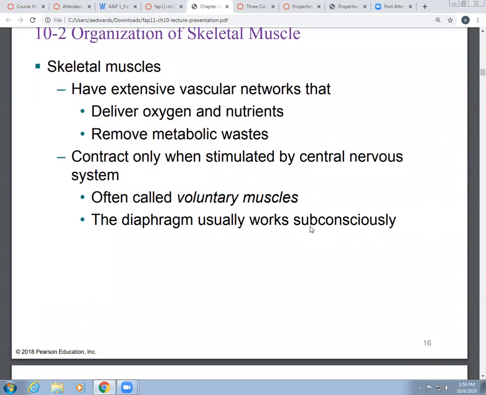Organization of that skeletal muscle. So you have extensive vascular network. So what does that mean? Vascular means blood vessels. So you have lots of blood vessels to deliver oxygen, give you nutrients, take away waste. Okay. So when the skeletal muscles contract, they have to receive some stimulation from the nervous system. And skeletal muscles are known to be voluntary. Why? Because you typically don't have to think to make your muscles move, right?